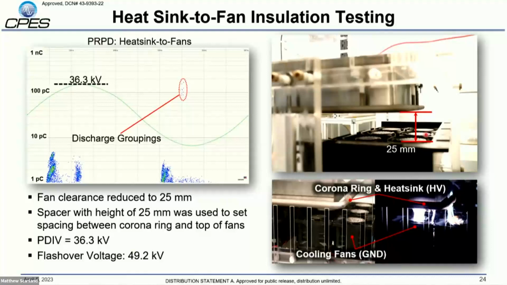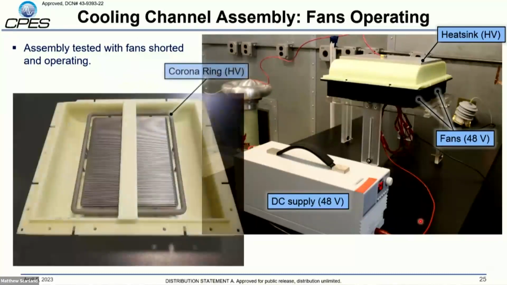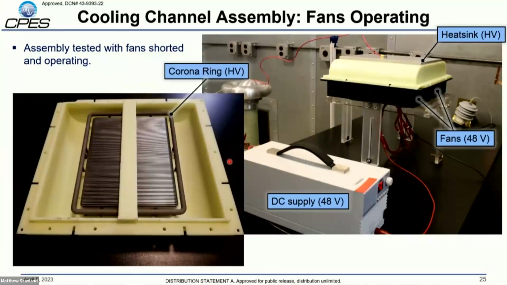So we selected this value to go through with our converter assembly. And here's just a nice image you can see where the flashover does occur. Like we said before, it occurs now from the ring down to the motor casing. So we tested this in the full assembly. This is just to show what it looks like. Inside of this cooling channel, we have one set of fans to push air in and the other side to pull it out. And we also tested it with the fans running.